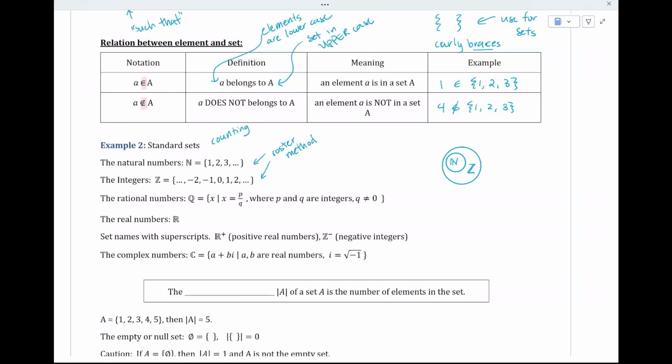Next up is the rational numbers, and for that we use Q. Q comes from quotient, which is like a fraction. So the rational numbers are the set that contains x such that x is p over q, where p and q are integers and q is not 0. So these are basically all the fractions. And this right here is an example of set builder notation.